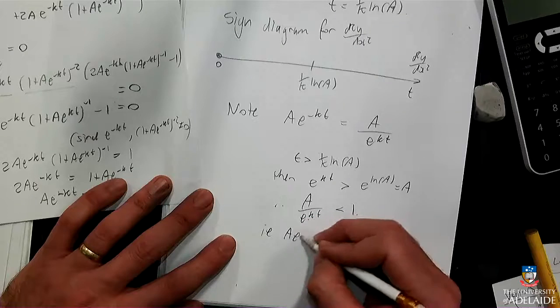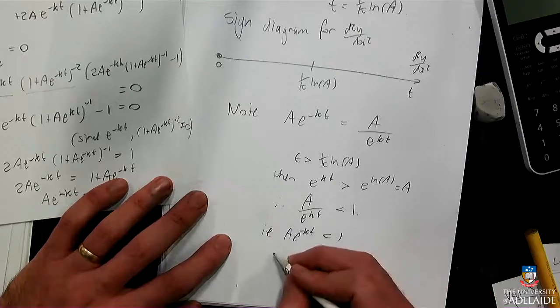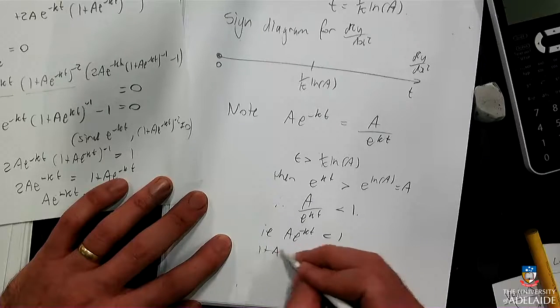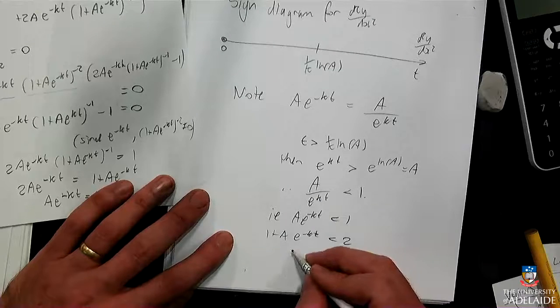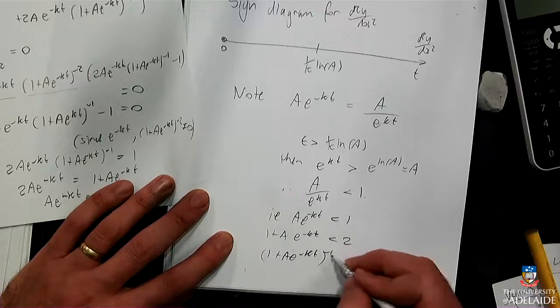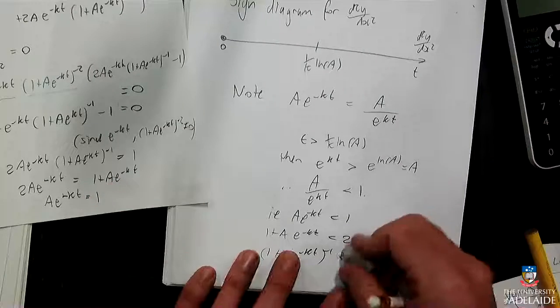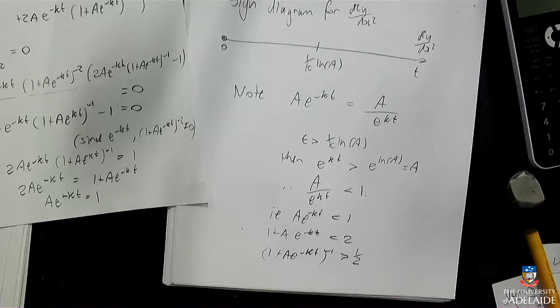So a e to the minus kt is less than 1. So 1 plus a e to the minus kt is less than 2, which means 1 plus a e to the minus kt to the negative 1 is greater than a half. So if you divide by something less than 2, the answer's got to be more than what you get when you divide by 2.